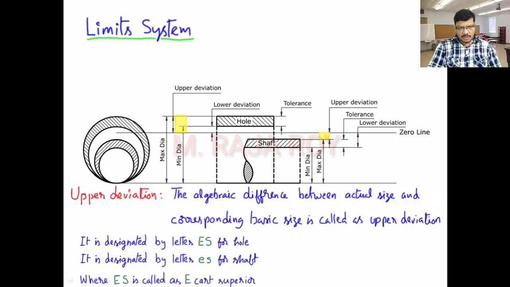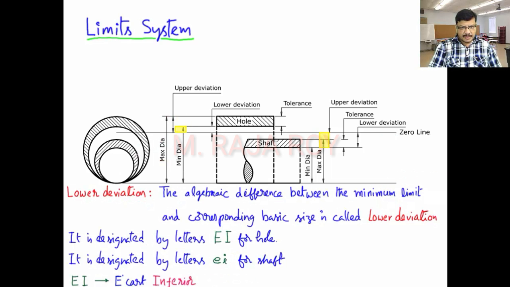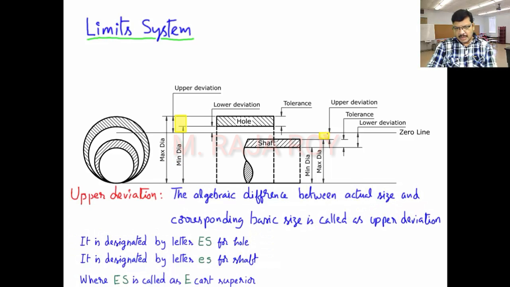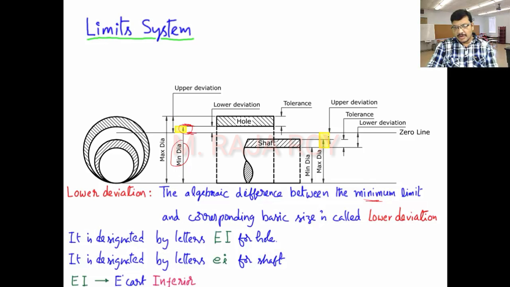Now coming to the lower deviation, it is the algebraic difference between the minimum limit, that means minimum dia. So for the shaft this is the minimum dia, this is the zero line. The algebraic difference between this basic size and this minimum dia is called as lower limit. Now observe here, lower limit is more for shaft. In the previous case the upper limit is less. Here lower limit is more.